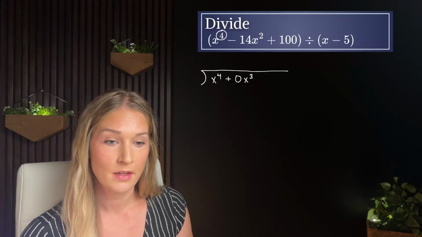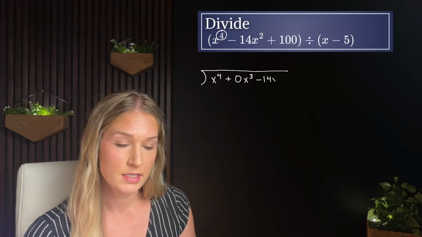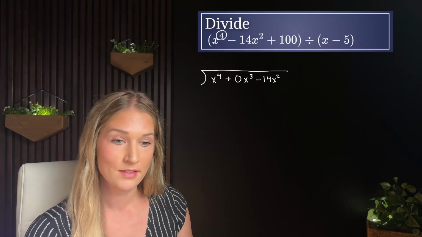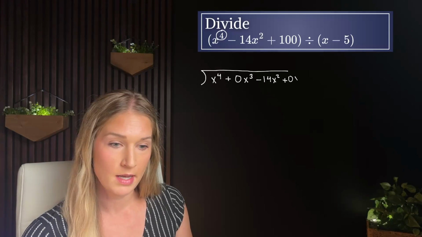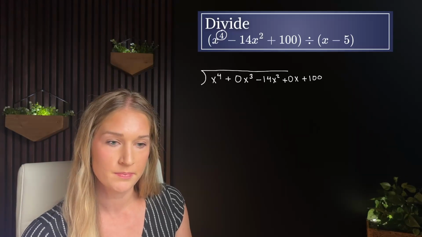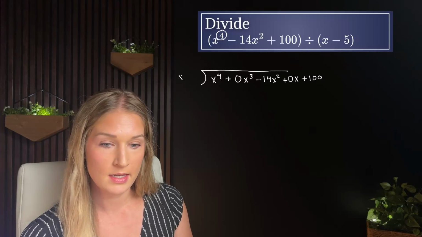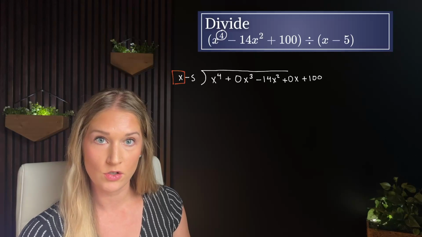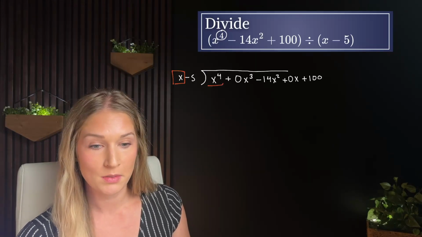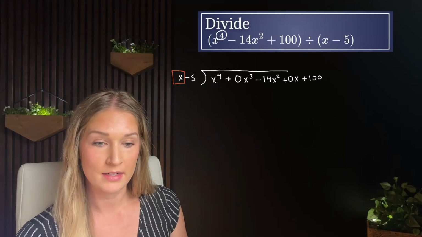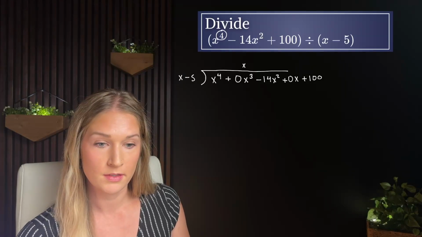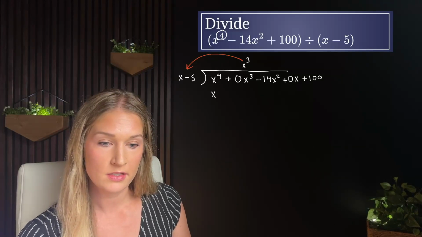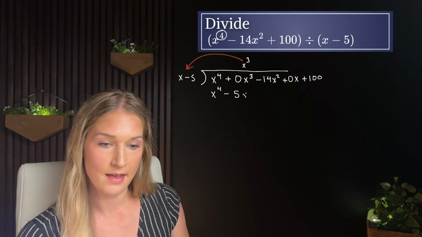Then I just keep writing, minus 14x squared. I'm missing the linear term in between x squared and my constant, so I'm also going to put a plus 0x there and then plus 100. Then my divisor is going to go outside, x minus 5. And I start by focusing on that leading term of my divisor and asking what do I multiply that by to get x to the fourth? I need to multiply by x to the third. Then I go ahead and multiply down and distribute to get x to the fourth minus 5x to the third.